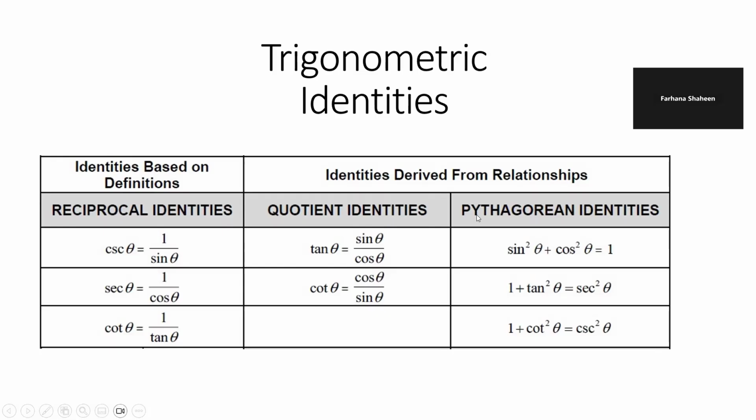Similarly, we have Pythagorean identities. Sine square theta plus cos square theta is equal to 1. 1 plus tan square theta is equal to secant square theta, and 1 plus cot square theta is equal to cosecant square theta. So we are going to study from where we got these identities.